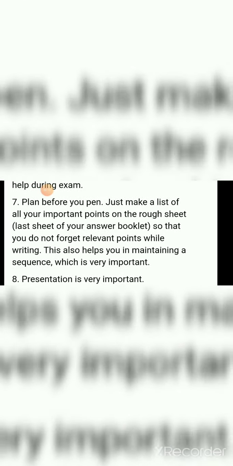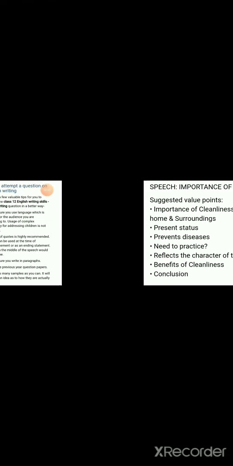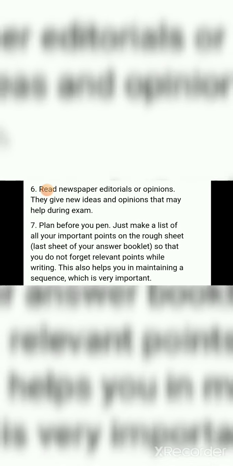Plan before you pen. This should be your plan when you are holding the pen. This is a very important proverb. Don't go into the examination war, the war area, without preparation. You need to fight the situation, so please go fully prepared.